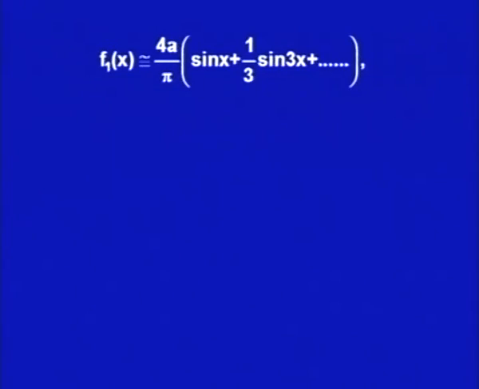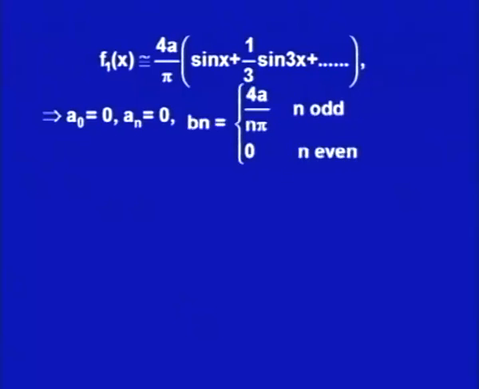And now we see that in this one we have a_0 and a_n as 0, and b_n was 4a upon n pi for n odd and 0 for n even. Now this f(x) for which we have to find the Fourier series is nothing but a plus f1(x), where f1(x) is minus a from minus pi to 0 and a from 0 to pi.